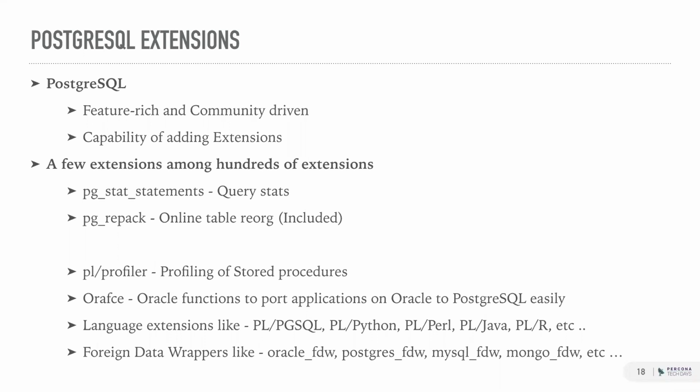And there are several language extensions, like not only PL/pgSQL, but you could also write in Python, Perl, Java. So Postgres is extensible that way too. So whichever language you're comfortable with, you could write procedures in that language. And in order to talk to remote heterogeneous databases, you also have foreign data wrappers. So you could use foreign data wrappers as well on top of Percona distribution for Postgres, as well as the community Postgres. So these enable you to join a table on a remote Postgres or Oracle database, right?